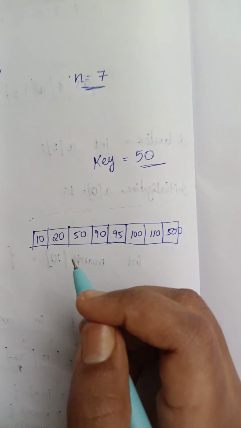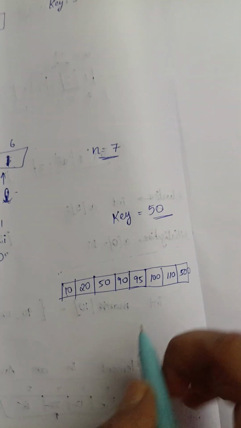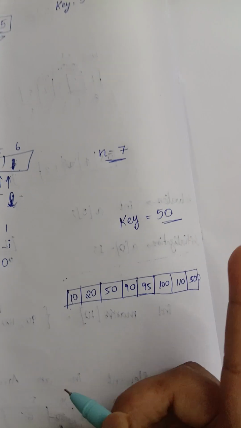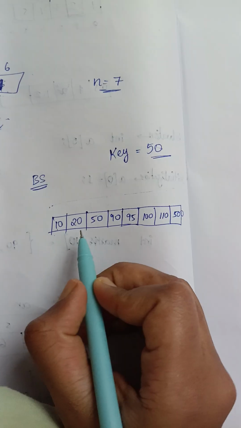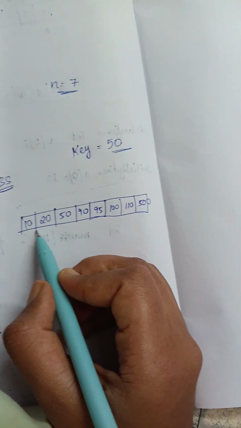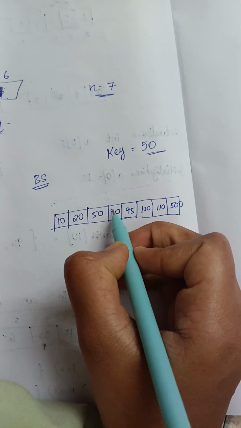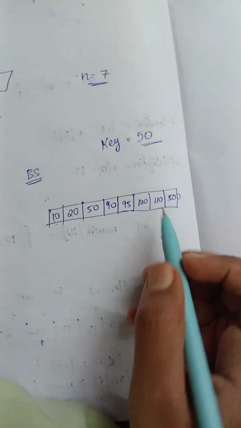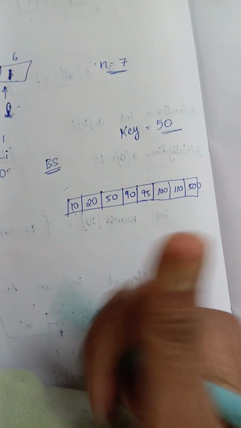So to reduce the time complexity, we must understand one thing: binary search will only get implemented if it is a sorted array. Sorted means all of them are either in increasing order or in decreasing order. Now here you can observe all the elements are in increasing, ascending order. So this is a sorted array. Yes, we can implement binary search.